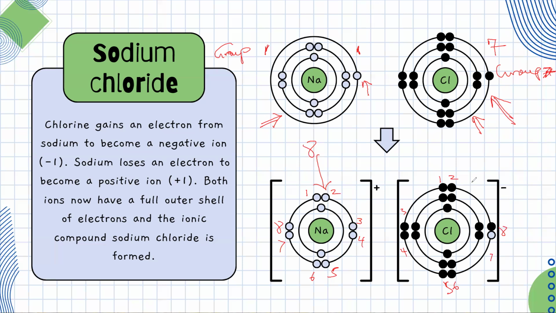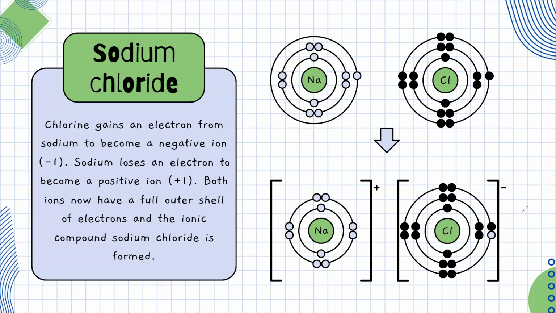So you can see chlorine is now stable because it has gained 1 electron. And because it has gained it, it is now negatively charged. Do you all understand what's happening here? Yes, sir. All right, beautiful.